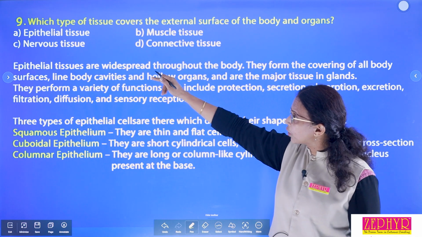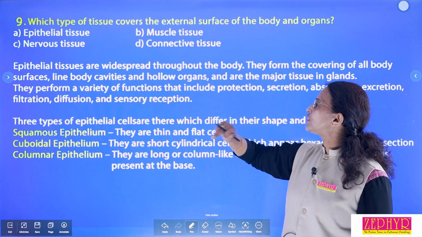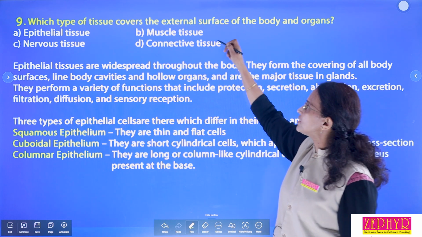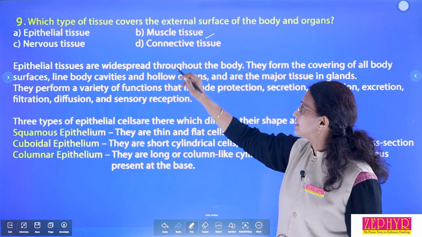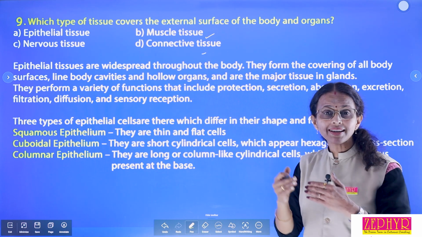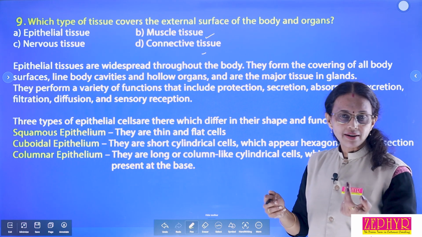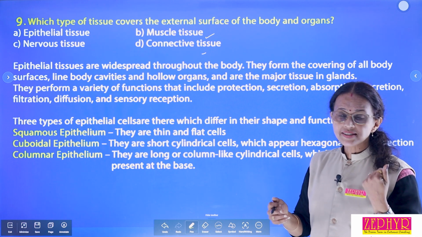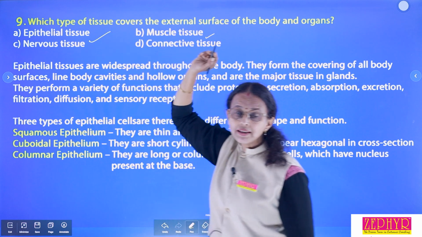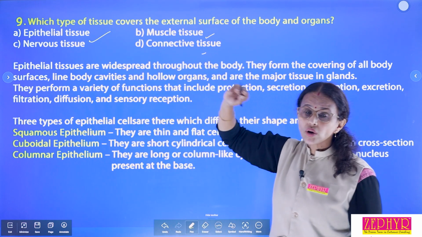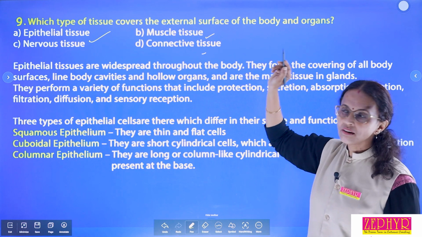What are the options? Epithelial tissue, muscle tissue, nervous tissue, connective tissue. It's not muscle tissue, you know that. Nervous tissue, no, it's not right. Connective tissue connects different parts of the body; examples are blood, bone, cartilage, ligaments, tendons. Then epithelial tissue is found on and covers the external surface of the body and other organs.